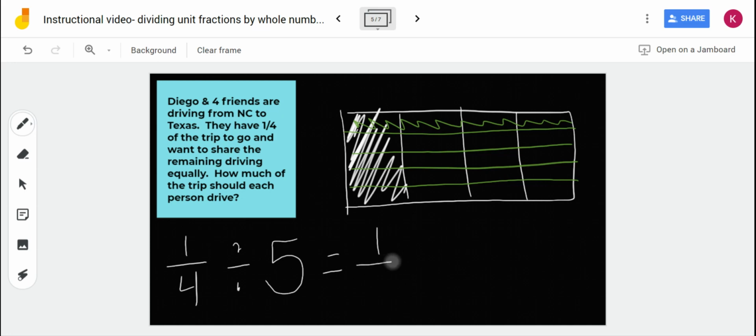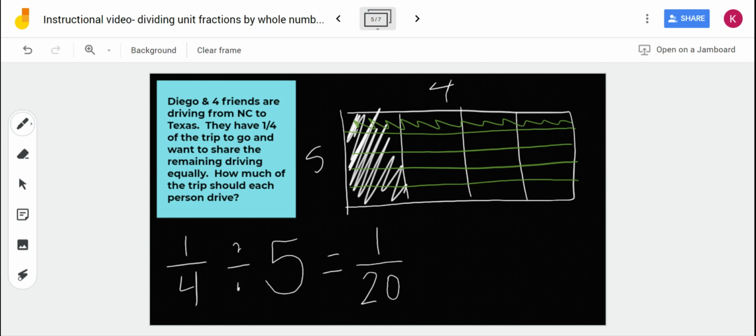And my denominator would be how many pieces are there in total. So if I were to count all of them, 1, 2, 3, 4, 5, 6, 7, 8, 9, 10, 11, 12, 13, 14, 15, 16, 17, 18, 19, 20. So my denominator would be 20 because there are 20 equal sections there. You could also find that by finding the area. There's 4 there and 5 here, and 5 times 4 gives you 20.